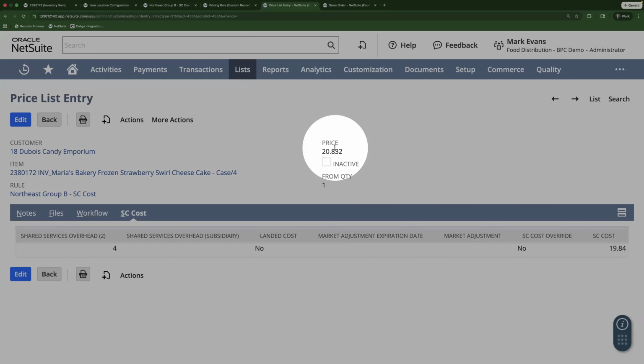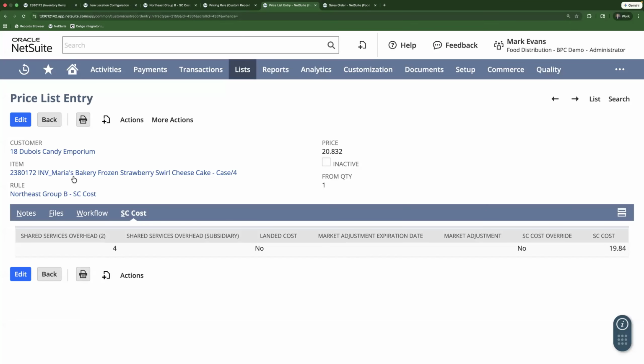Obviously, the multiplication can render more decimal places. That will get rounded off once it is added to a transaction, but this gives you a lot of precision in terms of your pricing. This is just one price list example. Obviously, every customer item combination that falls under that rule would also then get that 5% treatment to the SC cost.